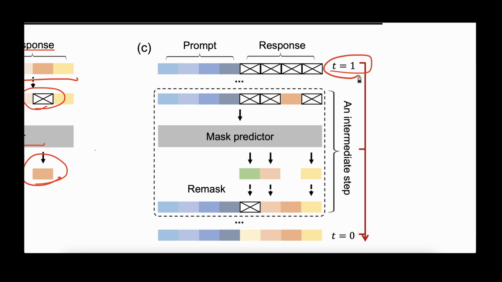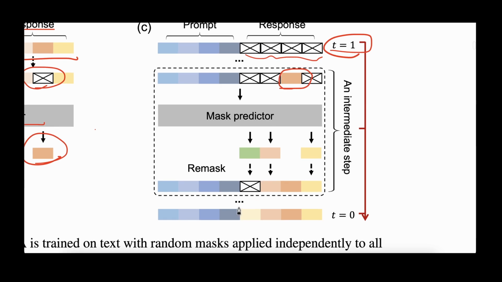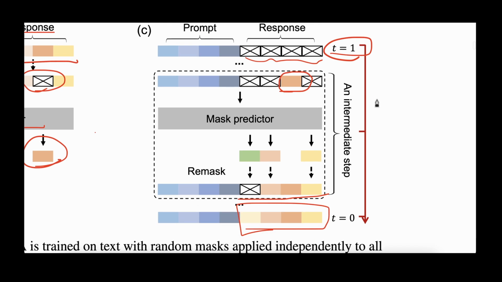So at time t equal to 1, we start with all the responses hidden or masked. At the next timestamp, the model predicts one value, and in the following timestamps, it goes on, and in the end, we can see that it has predicted all the responses. And this time step seems to be a hyperparameter we can choose.